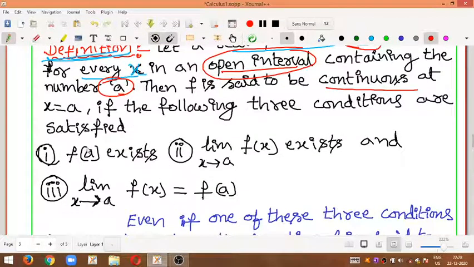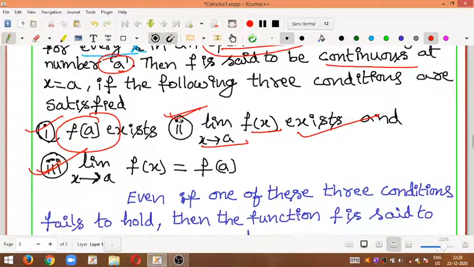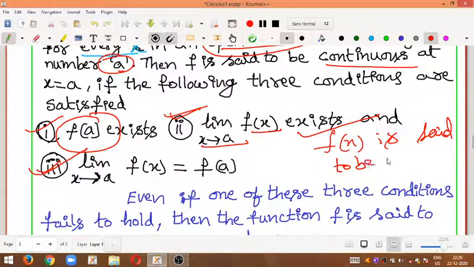So what are the conditions? First, f of a must and should exist. Second, the limit as x tends to a of f of x also exists. When these two exist, third, the limit as x tends to a of f of x is equal to f of a, that means the first and second must be equal. Then if you satisfy all these three conditions, the given function f of x is said to be continuous at that given point x equal to a.